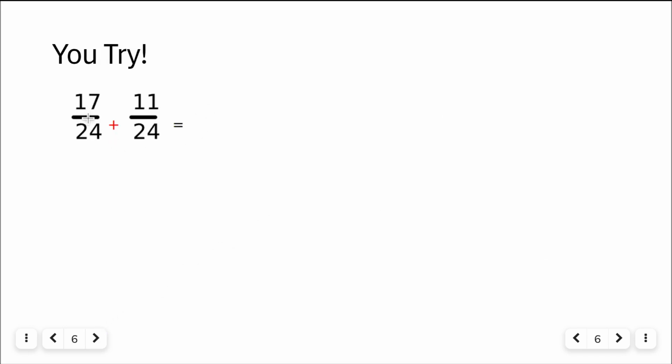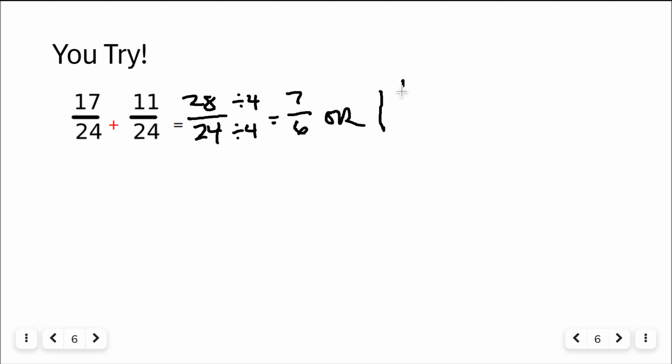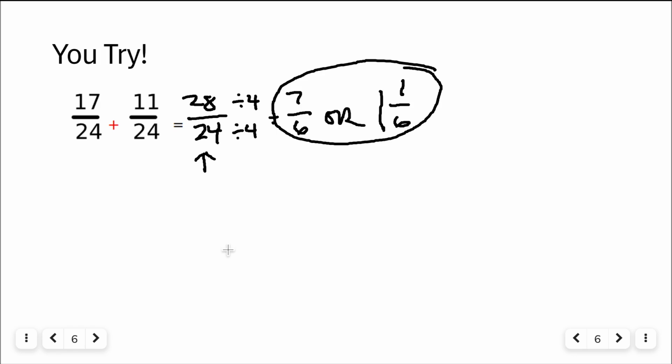So if I have 17/24 plus 11/24, you should try it. Keep my denominator at 24. 17 and 11 is 28. But now there's a number that goes into both, right? Hopefully you find the largest one. The largest number that divides in evenly is 4. So that's 7/6. Or you can also write this as a mixed number. 6 goes into 7 one whole time with 1 remaining, and it would be 1 1/6. Either one of these we will accept. The 28/24 we will not accept. It's not in lowest terms. When you write it in lowest terms, you can write the improper fraction or the mixed number.